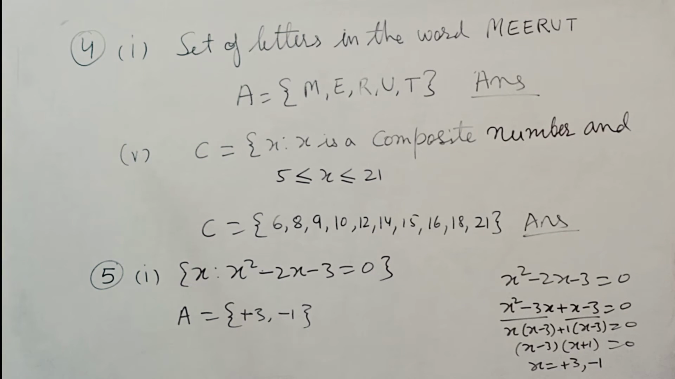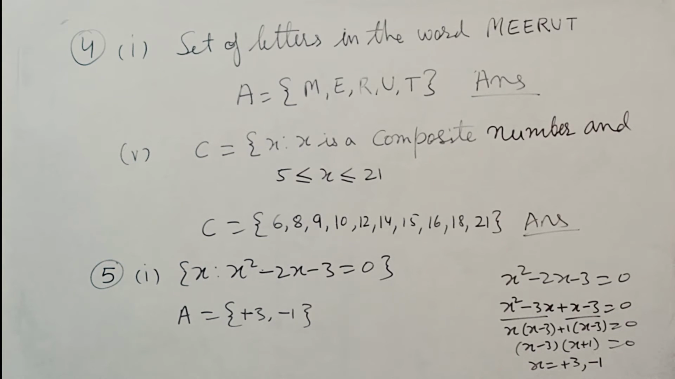Now the fifth part, question number 4, fifth part, we have to find out the composite numbers. C is {x such that x is a composite number and x is greater than or equal to 5 and less than or equal to 21}. So what are the composite numbers? First you have to know. Composite numbers are the numbers other than prime numbers. You know prime numbers are divisible by themselves only. So other than the prime numbers are the composite numbers.